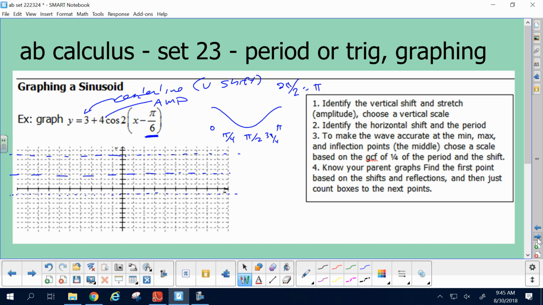So what goes through your head, to make a wave accurate, you want to choose the scale. First, look at the quarter period and the shift, and look for a commonality between them. What's common between pi over 4's and pi over 6's? Think common denominator. Pi over 12. All right, now, if you choose a scale of pi over 12, then everything is going to be beautiful. And you're going to find everything, all right?